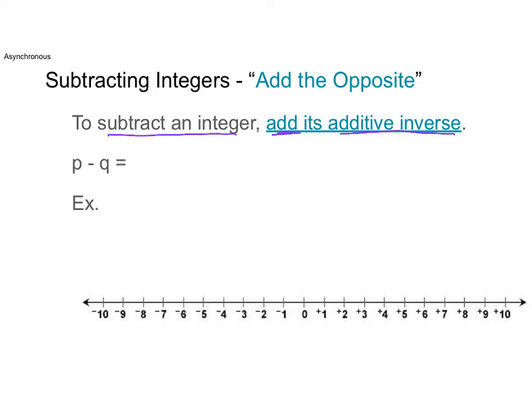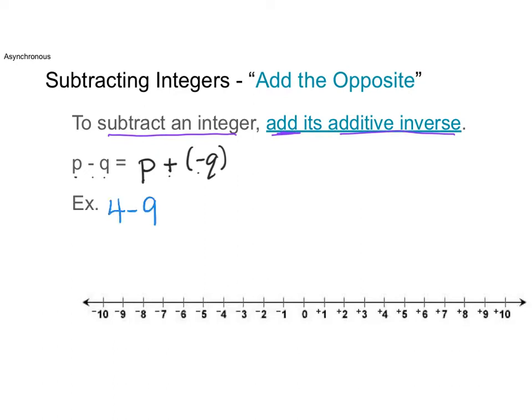So I have P minus Q. So P minus Q is the same thing as adding, so P plus, and then it's the same thing as adding the opposite. So the opposite would be negative Q, okay? So P plus negative Q is the same thing as P minus Q.